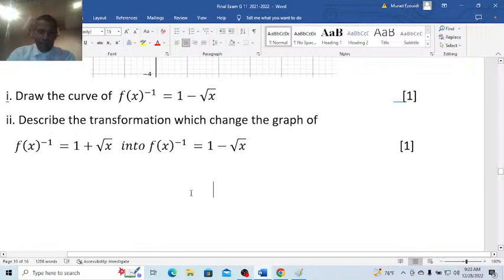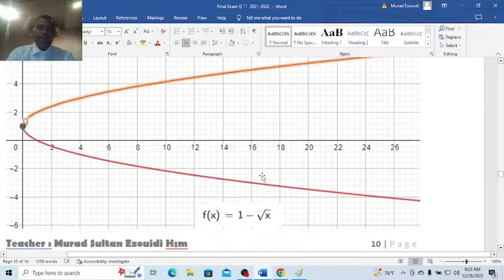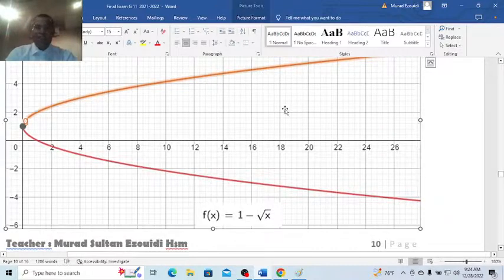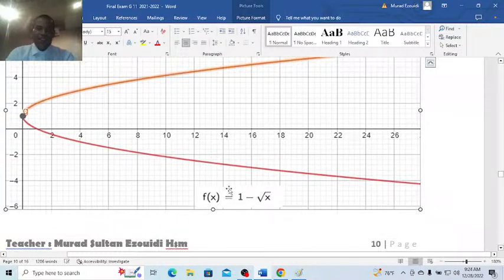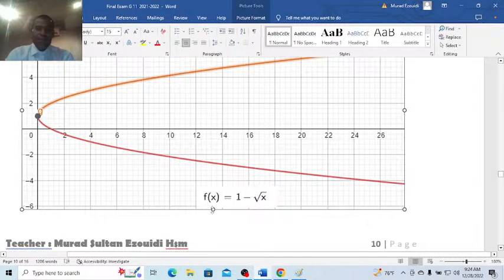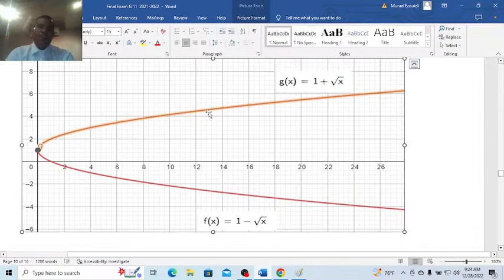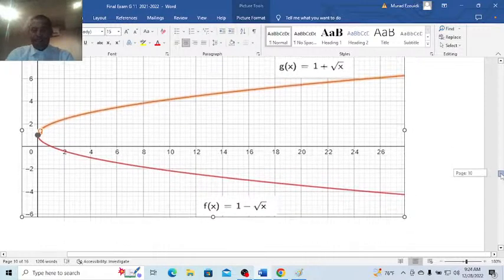I will just plot this here. So this is the curve of f minus 1 of x equal 1 plus root of x, and this one is the image of f minus 1 of x through the mirror line y equal 1. It means this curve was reflected in the line y equal 1. Now it's clear at least. That is how you can describe the transformation.